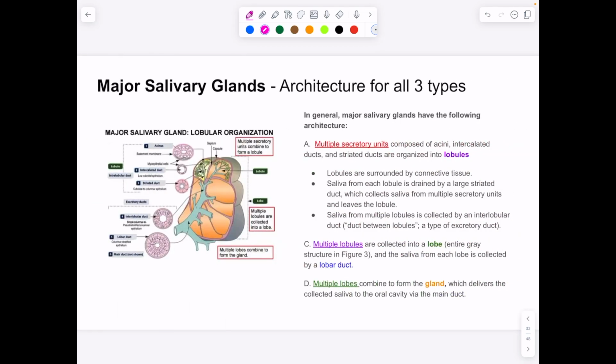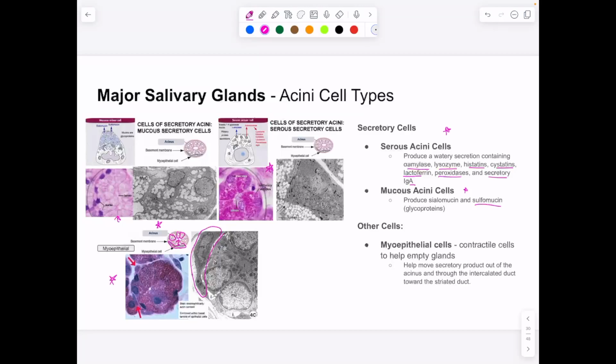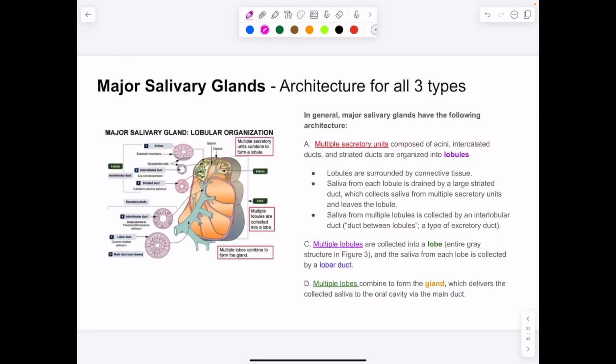Okay, so we've already kind of hinted on this, but we have our secretory unit right here, and then multiple secretory units together will form a lobule that's surrounded by connective tissue. The saliva from each lobule will be drained into a large striated duct. So we have our intercalated ducts that drain into a striated duct, which you can see here. So intercalated, striated.